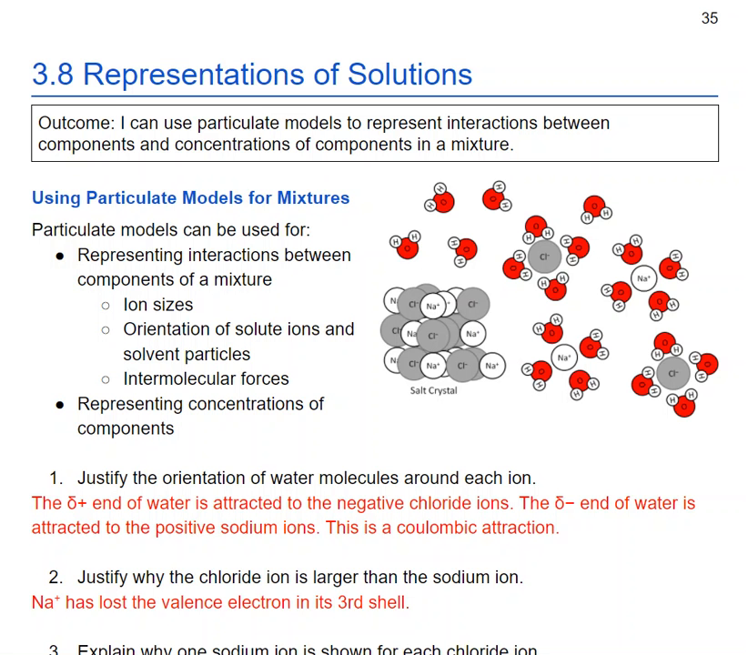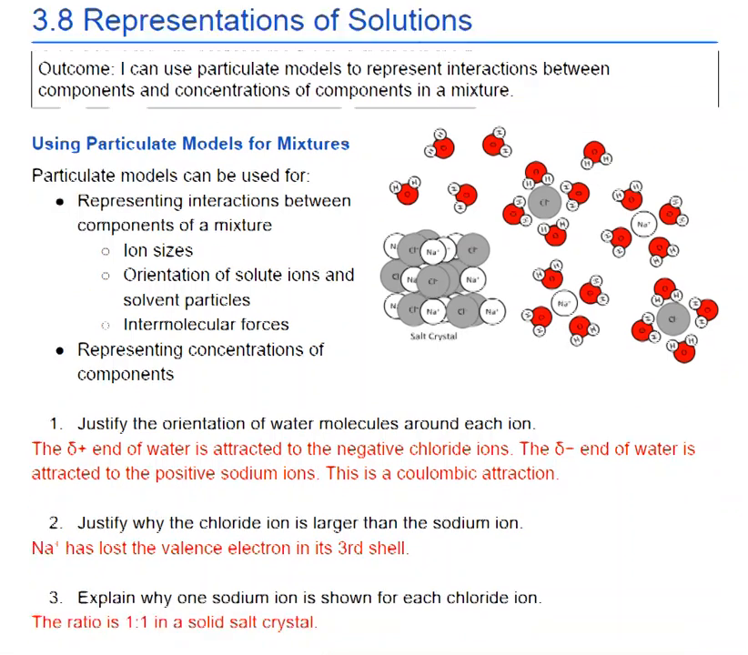Number 1, justify the orientation of water molecules. The partial positive end of water is going to be attracted to the negative chloride ions, whereas the partial negative end of water, which is the oxygen side, is going to be attracted to positive sodium ions. This is a Coulombic attraction that's occurring in this solution.